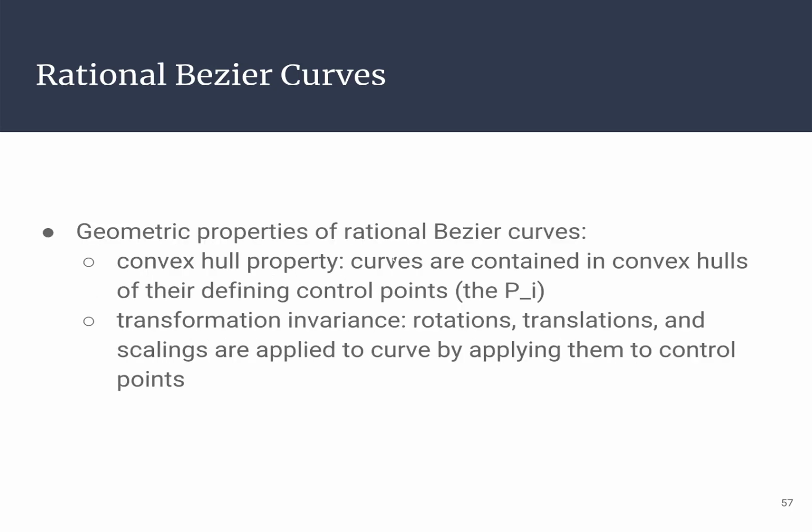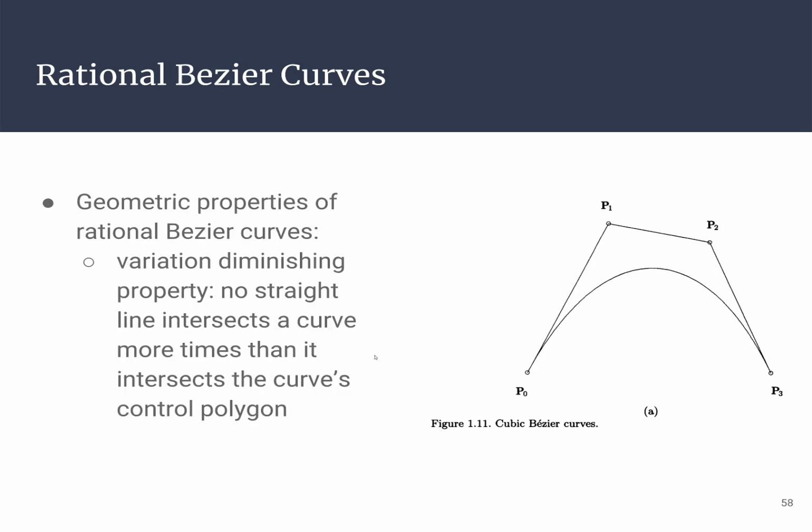Moving on to some geometric properties of rational Bezier curves, we have the convex hull property. The curves are contained in convex hulls of their defining control points, which we labeled earlier as P sub i. We have transformation invariance. Rotations, translations, and scalings are applied to curves by applying them to the control points. Next, we have the variation diminishing property. Essentially, no straight line intersects a curve more times than it intersects the curve's control polygon. In this sense, we see that the curve will not wiggle more than the changes made by the control points.